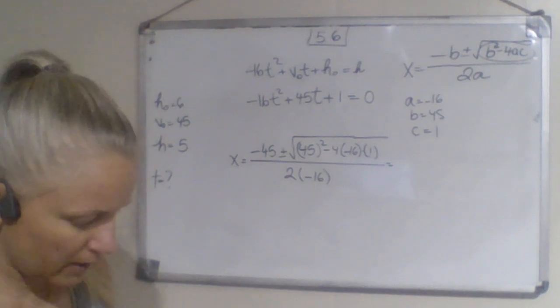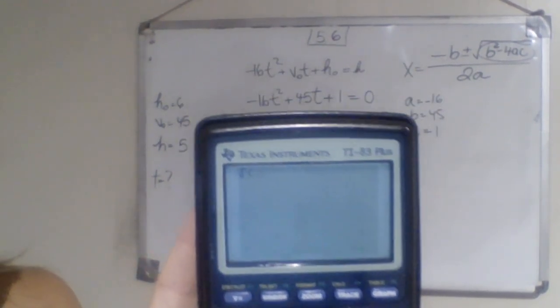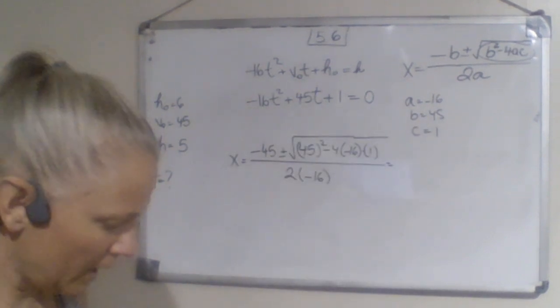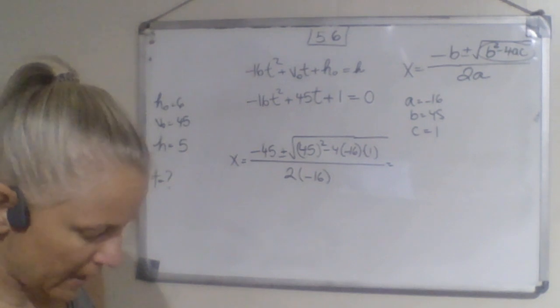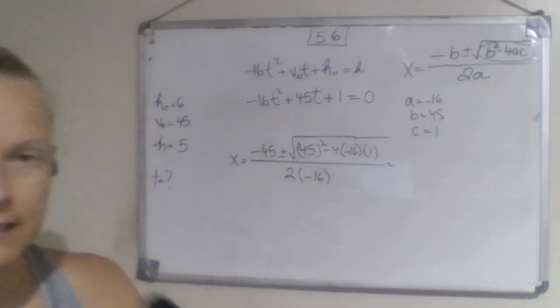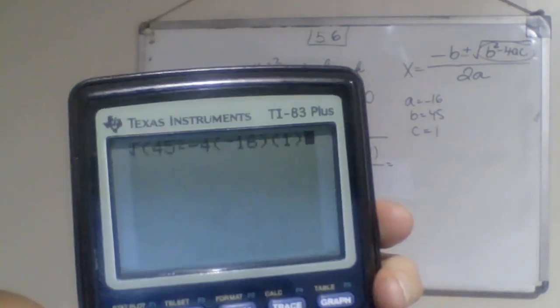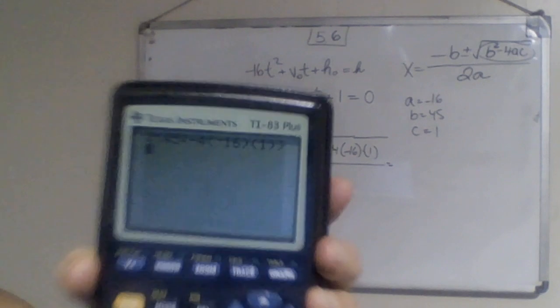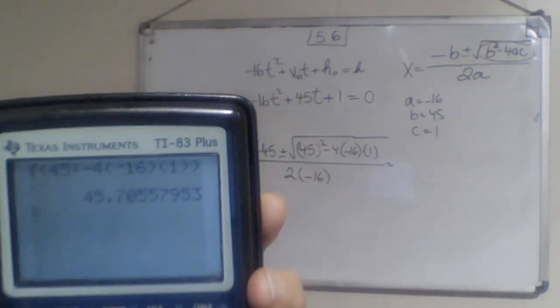I'm going to go second, square root. There's my square root sign. And I'm going to do 45 squared minus 4 times negative 16 times 1. It looks like this. Please remember, minus 4 is minus. Negative 16, you need a negative sign. And then I close my parenthesis because I started with a parenthesis, right? And then I hit enter.